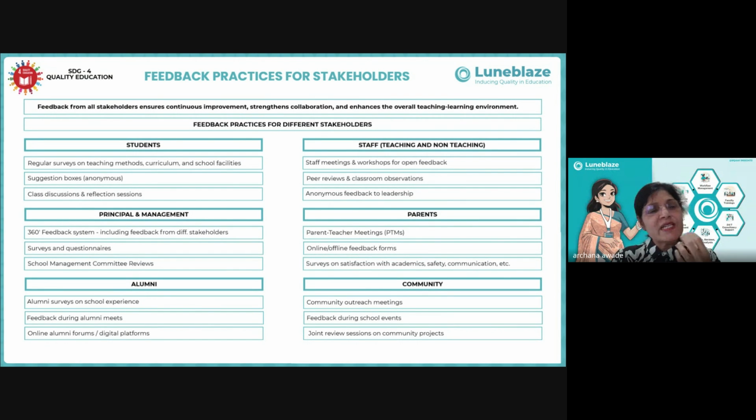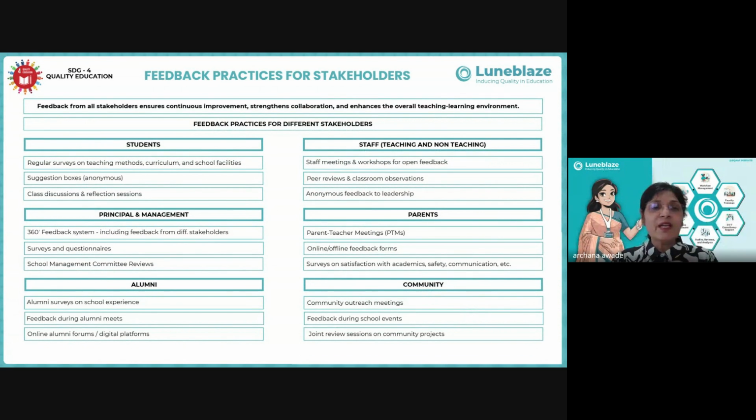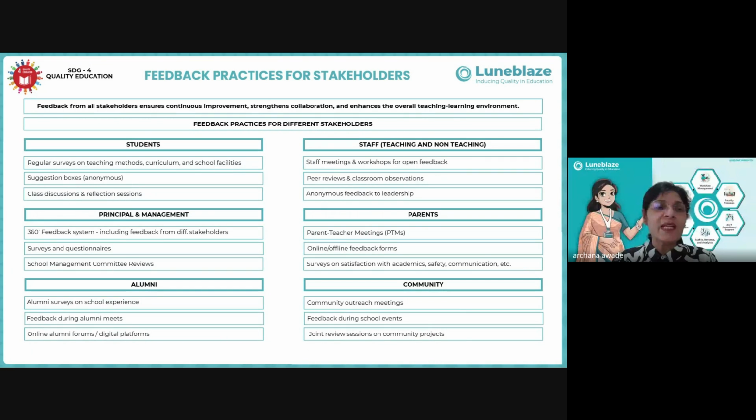Next, the last one, is about the community, how we'll get the feedback. Local community feedback also ensures that the school remains socially responsible. So joint review sessions or school community projects like tree plantations, blood donation drives, or Parivartan drive. The feedback given by the community also helps schools to improvise on the community services they plan for their school, and to participate in the community services.